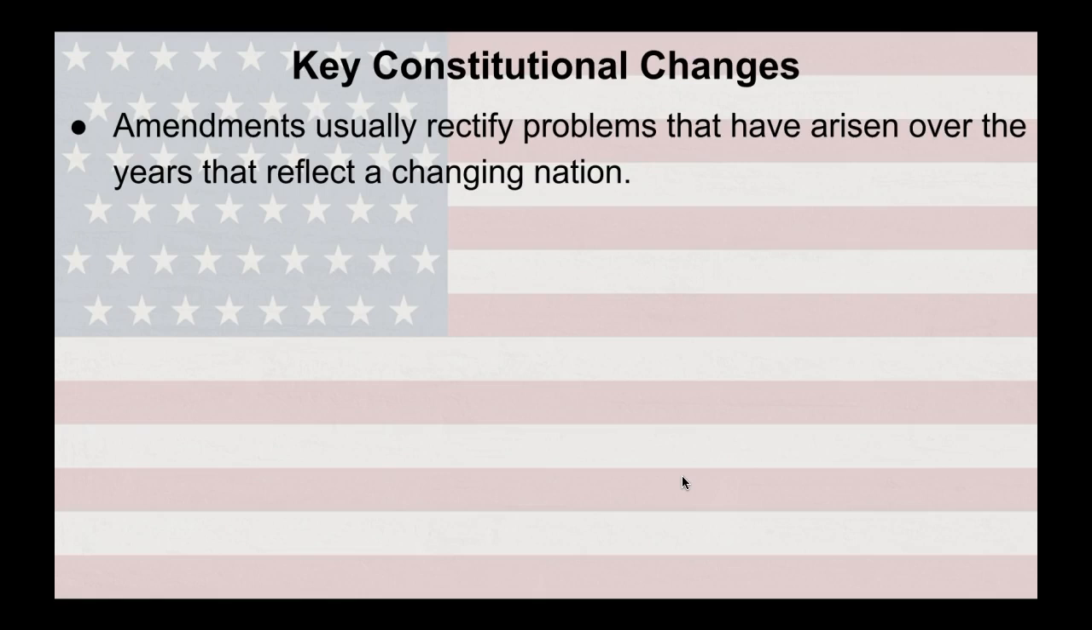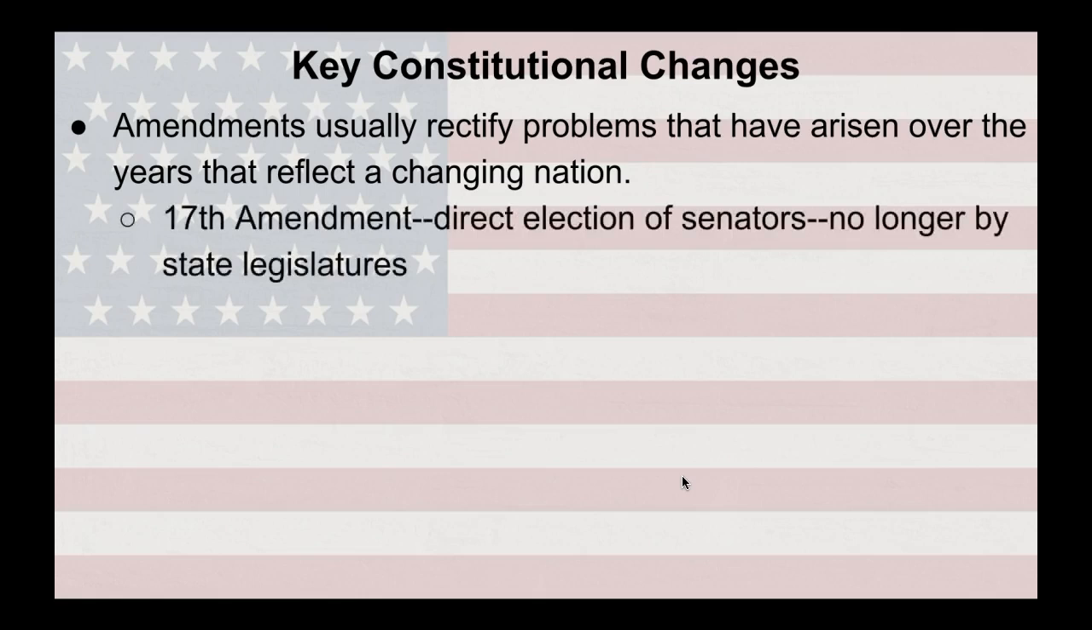our nation, because we are certainly not the same nation as we were after the Revolutionary War, after ratification in 1789. And so we have to change in order to accommodate all of this evolution that is occurring in the United States. And so they are usually put into place to rectify an issue because things change. The first one that we'll talk about is the 17th Amendment.